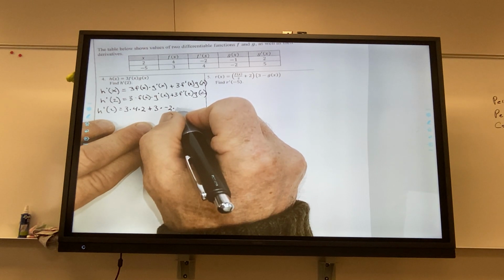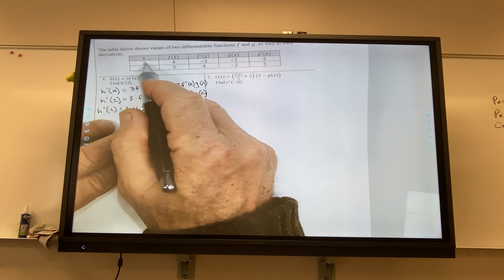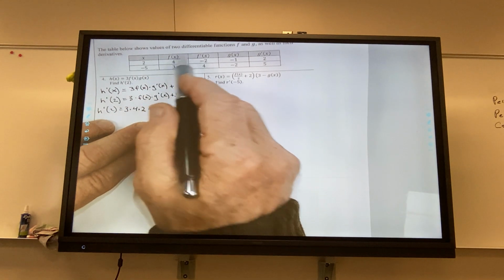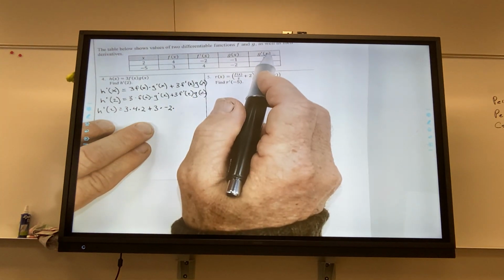You probably said it and I didn't hear it. Here's 2. It's got to go into g. Well, here's f. Here's f prime. Here's g. Here's g prime.